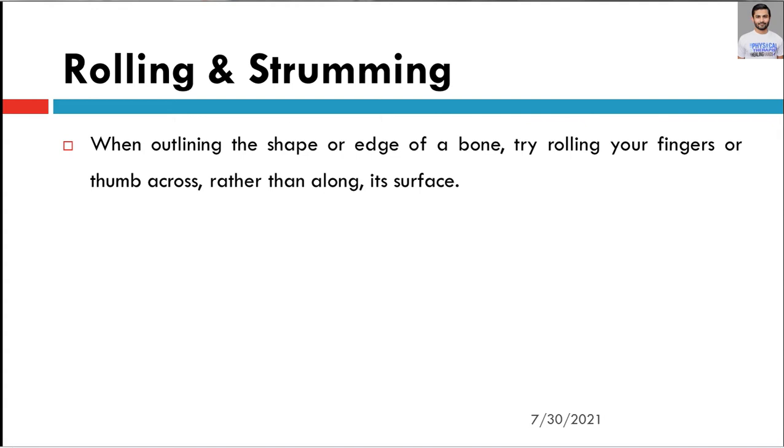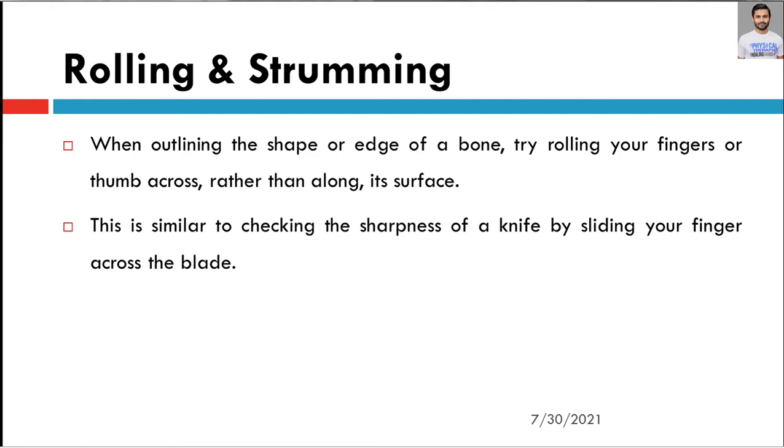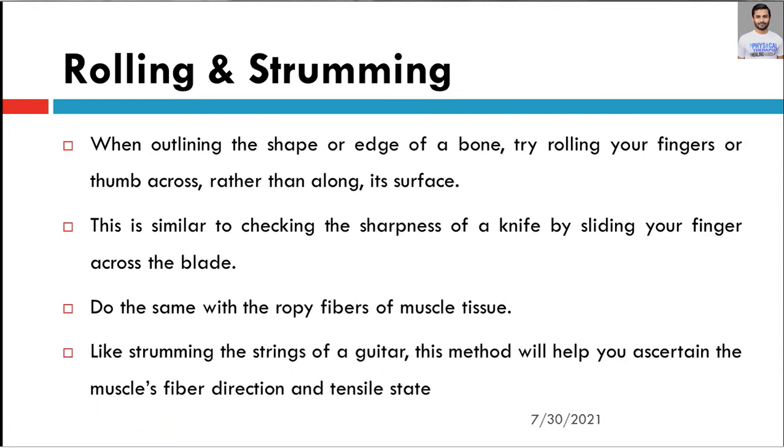So when outlining the shape or edge of a bone, try to roll your fingers or thumb across rather than along its surface. This is similar to checking the sharpness of a knife by sliding your finger across the blade. Do the same with the ropey fibers of the muscle tissue, especially if there is myospasm. Like strumming the strings of a guitar, this method will help you ascertain muscle fiber direction and tensile state, and this will be very helpful if the muscles are in spasm already.